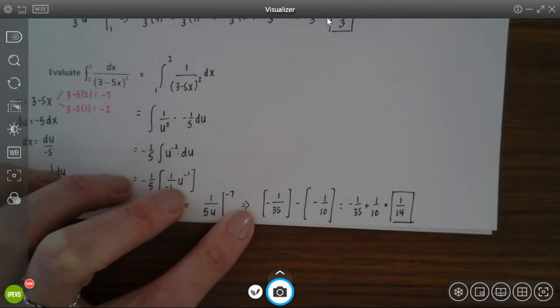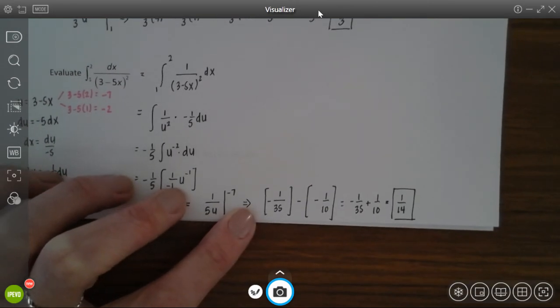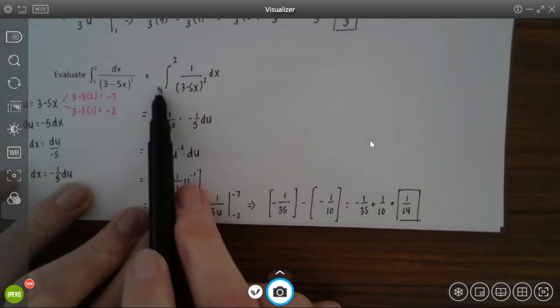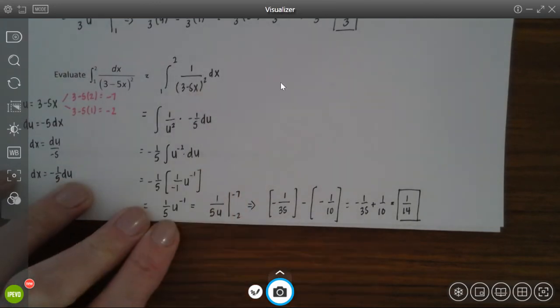Remember that we can always go to our calculator and check our antiderivative to make sure that we are getting the correct area under the curve. It probably would be most helpful to use your original function in terms of x to do that.